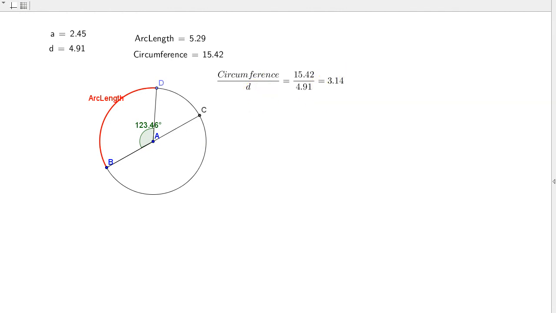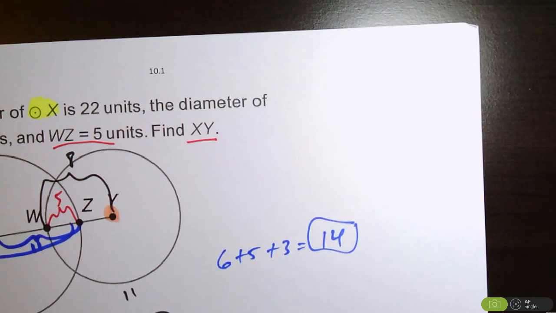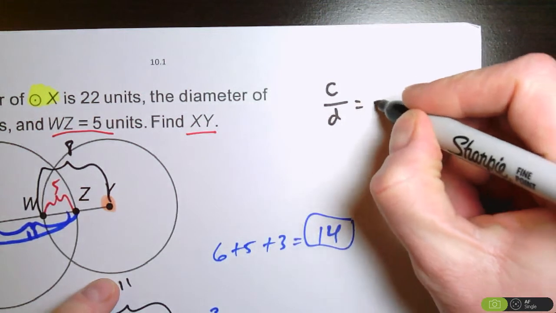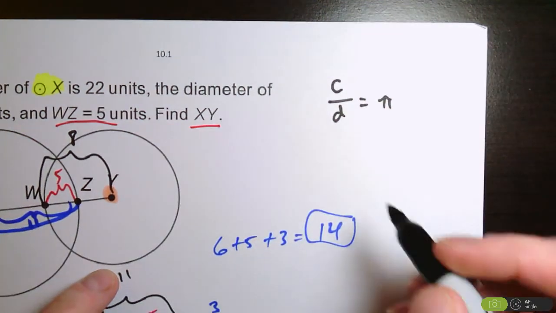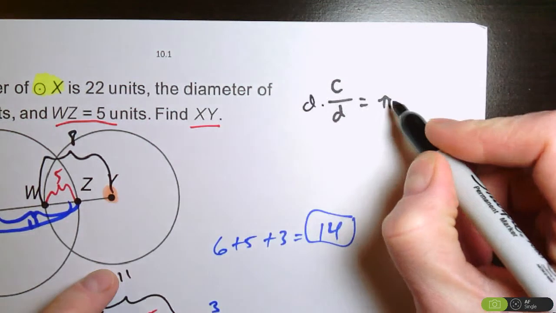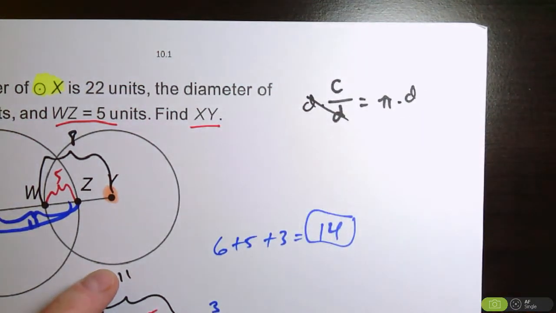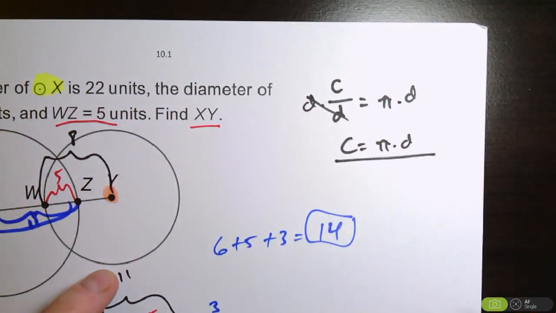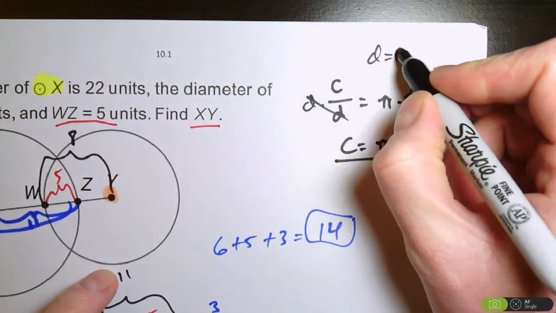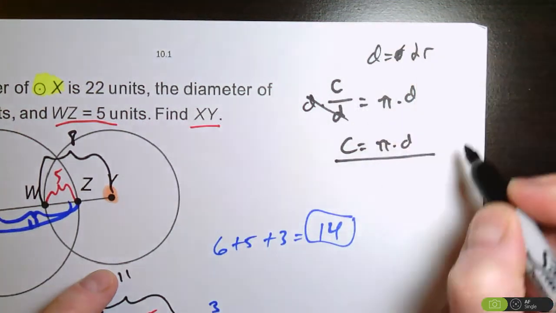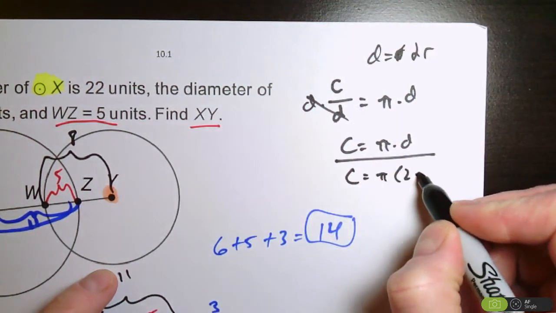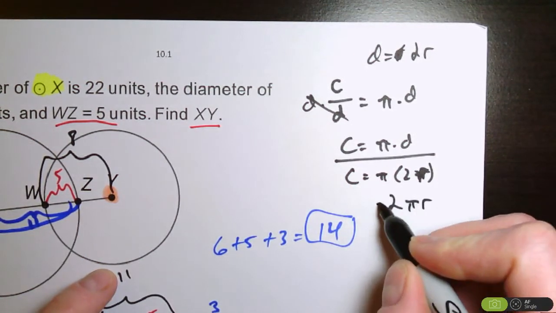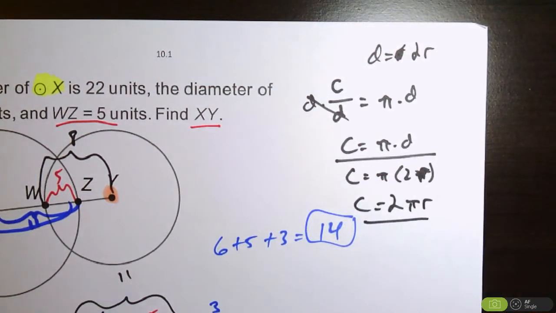Well, somebody decided to define that as pi. So circumference divided by diameter equals pi. Then I can solve for the circumference by multiplying both sides by the diameter, canceling off the diameter. So circumference is pi times diameter. And earlier on we said don't forget diameter is 2 times the radius. So circumference is pi times 2r, and then it just gets rewritten as 2 pi r. So those are our 2 formulas for circumference.